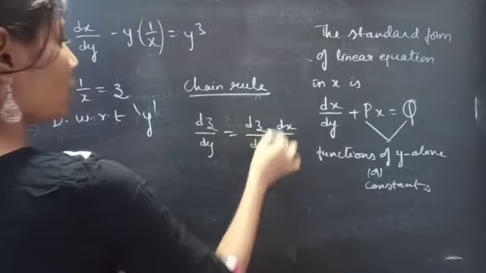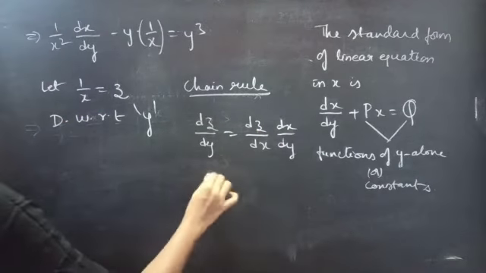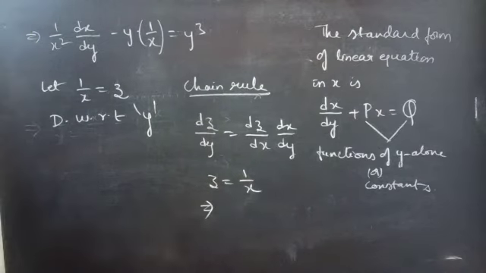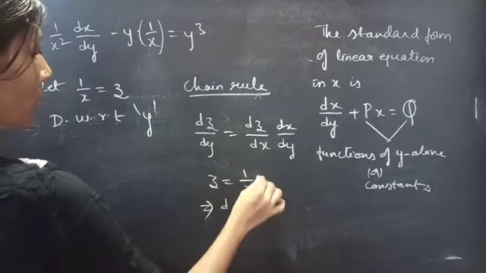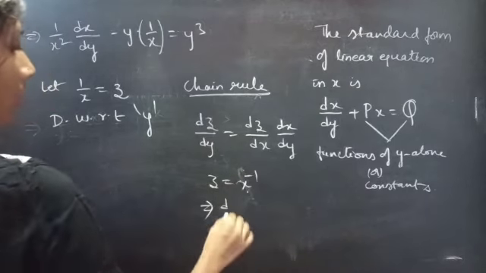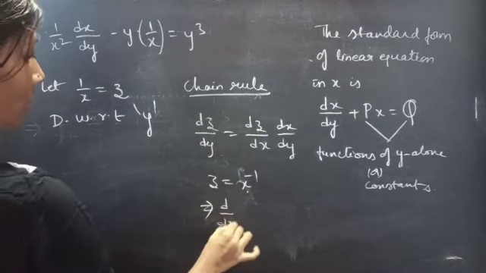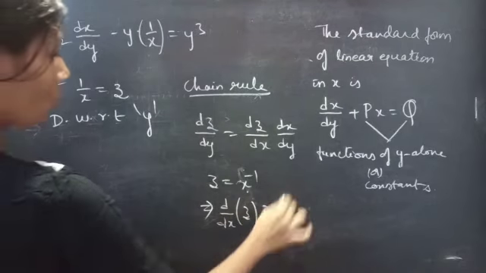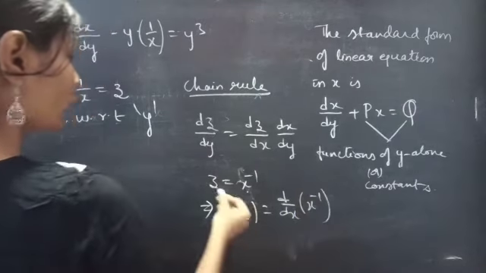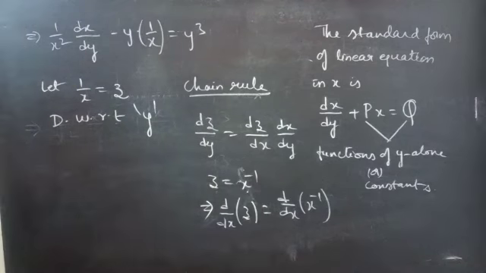So now let's find derivative of z with respect to x. Z equals to 1 by x. Then differentiate on both sides. See 1 by x in the sense x inverse, right? Then d by dx of z equals to d by dx of x inverse. Simply we are differentiating on both sides with respect to x.